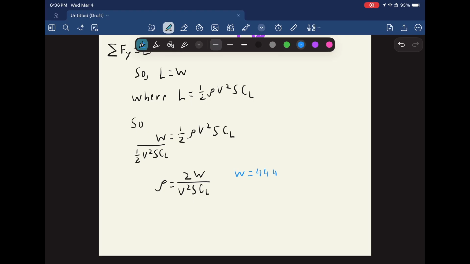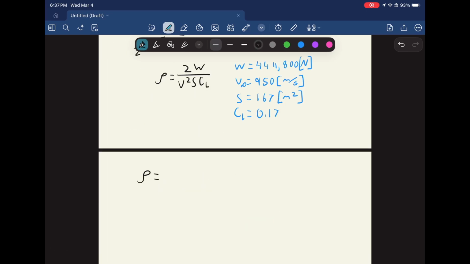Now we reference our known data about the SR71, where we have a flight weight of 440,800 newtons, a flight velocity of 950 meters per second, which is just about Mach 3.2. We have a wing area of 167 square meters. And finally, we have a coefficient of lift of 0.17.